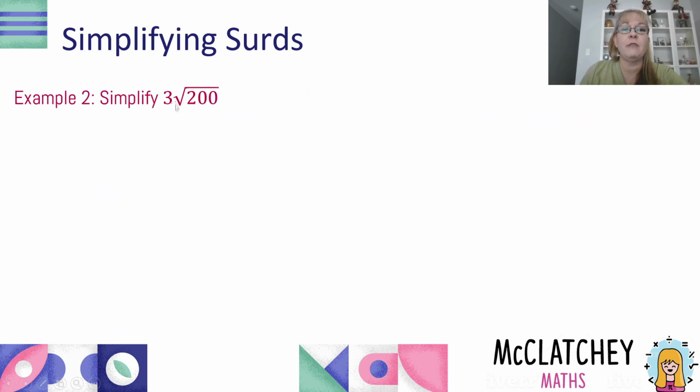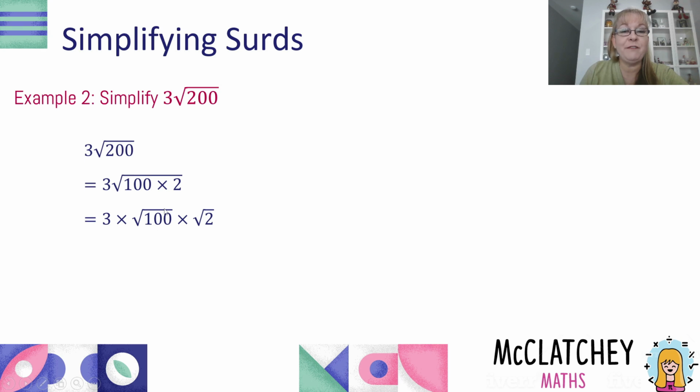Simplify 3 root 200. Well, once again, I'm going to break up the number 200. I know that's made up of 100 times 2, and I know 100 is a perfect square. So I'm going to break that up. The 3, you'll notice, stays outside the front. That just means 3 multiplied by the square root of 200. So now I've got under my square root sign 100 times 2, and I'm now going to break this into 2 separate surds, like we did in our previous example.